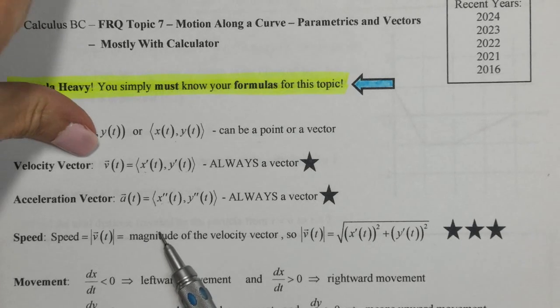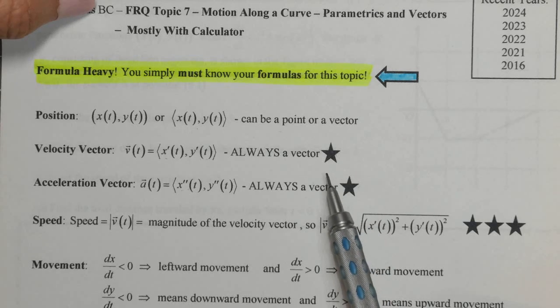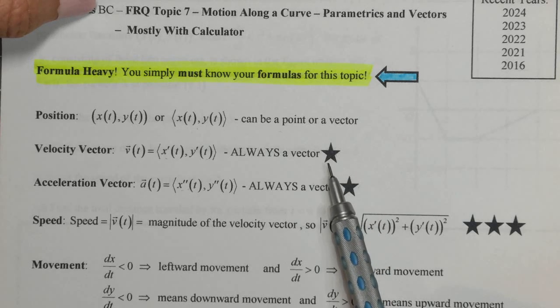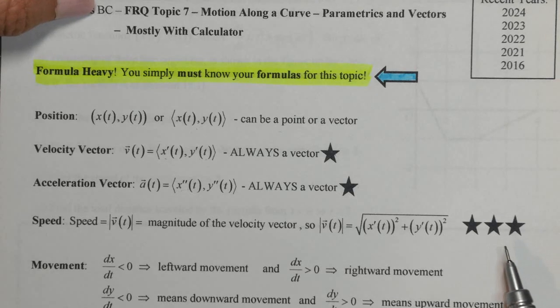Okay, speed. So the things that I have marked with a star are almost always asked. Okay? The things that I mark with a triple star are always asked. There are 2 of those on your sheet.